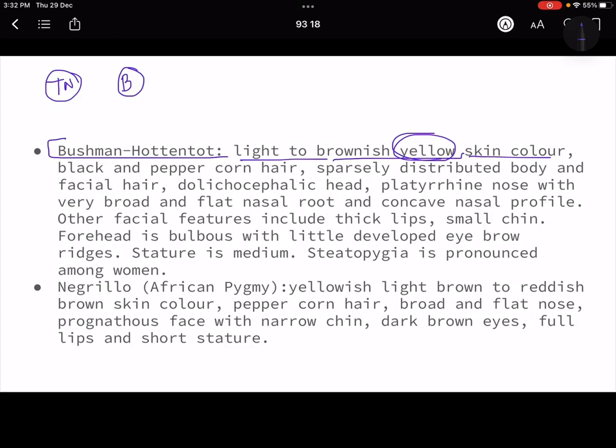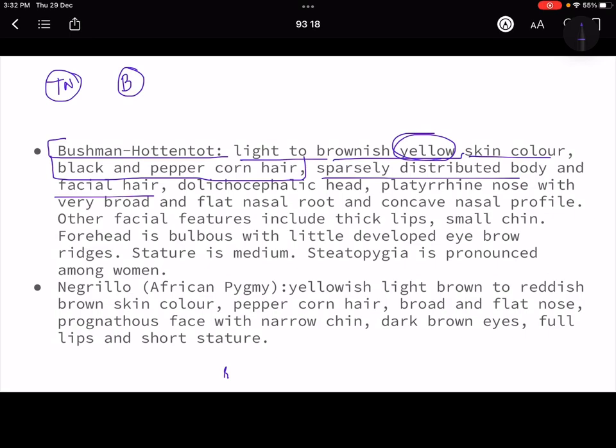ये आप याद रखो. And very important, which you should never forget, is the peppercorn hair. I'll just show you the peppercorn hair also, don't worry about that. Peppercorn hair होता है. Sparsely distributed body facial hair, हमने बात कर ली है कि body पे and face पे they have sparse hair, we have talked about this.